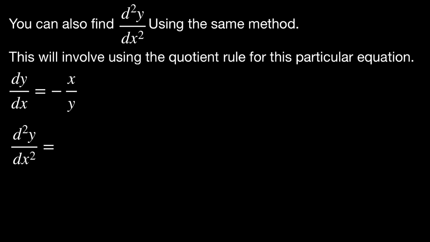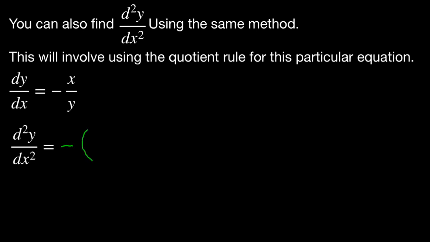So you can also find the second derivative using this same method. This will involve using the quotient rule for this particular equation. What we're going to do is just take the answer we just came up with, which was dy/dx equals negative x over y, and we're going to find the second derivative of this. And so on your second derivative, you're going to have the negative still out front.